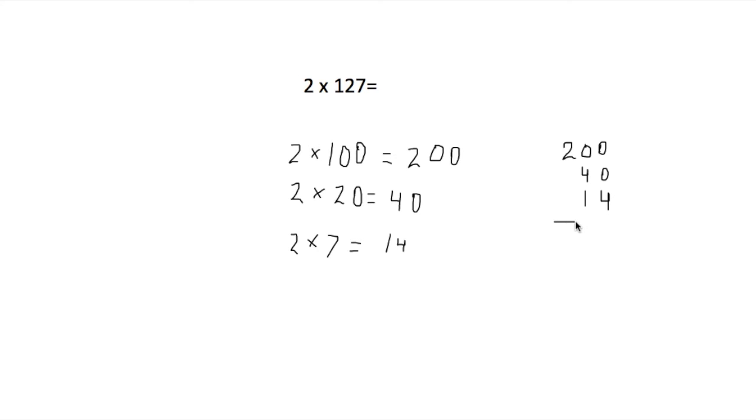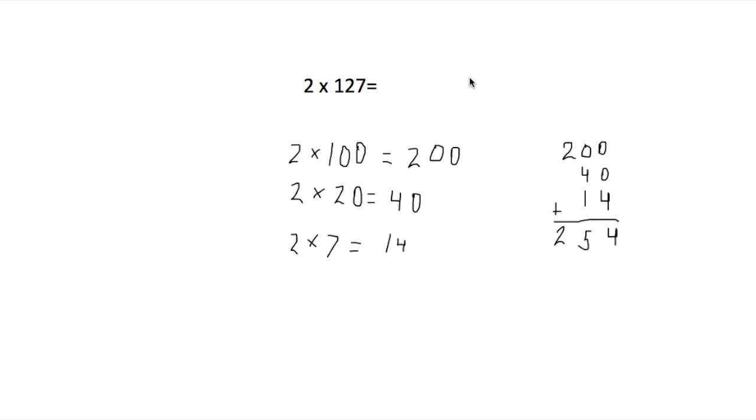And now we have to add them up. We first look at the ones place. 0 plus 0 equals 0, 0 plus 4 equals 4. That's in the ones place. Now let's move on to the tens place. 0 plus 4 equals 4, plus 1 equals 5. And since we have nothing right here, we just imagine we have zeros, so it would be 2 plus 0, so 2. Our answer is 254.